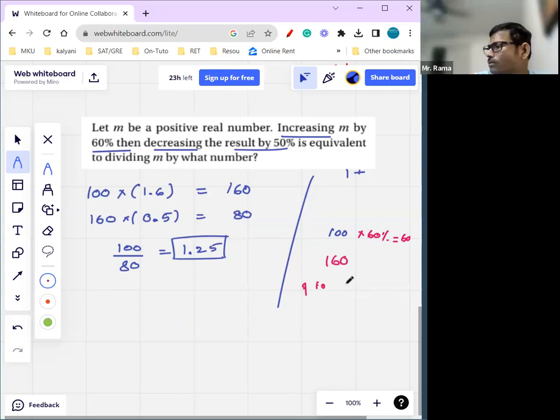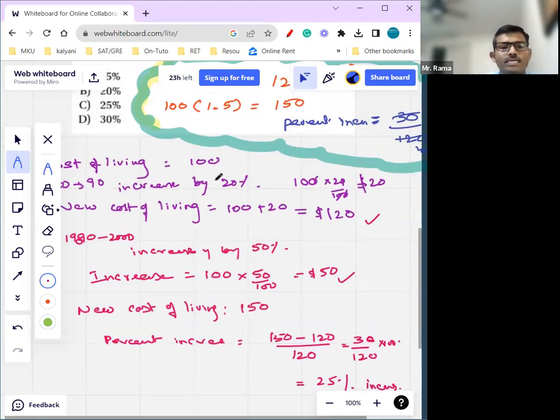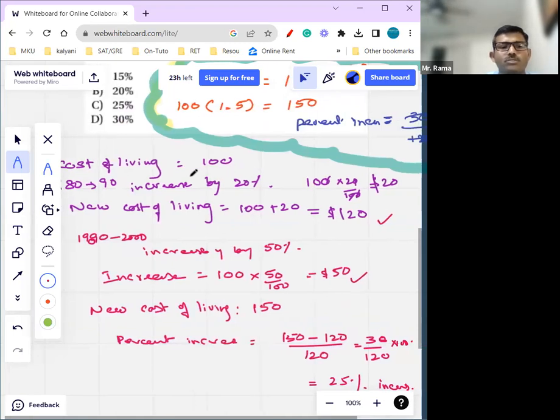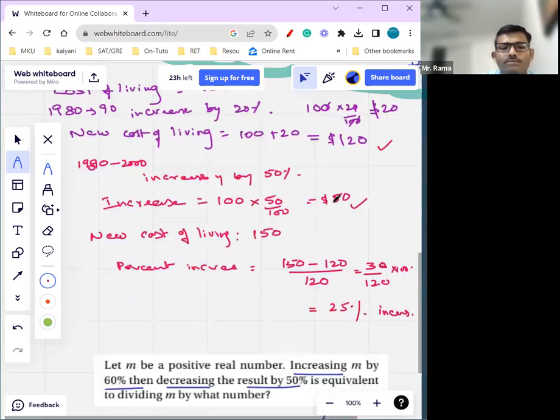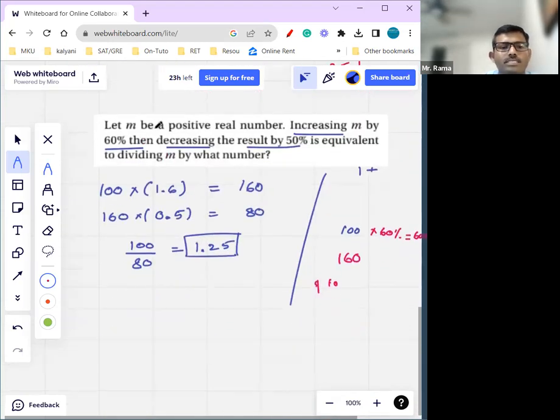So there's one more. Can you explain it again? Okay, so again, as I mentioned, the cost of living is first 20 and then increase 20% means $20 and then add that. So instead of that, let's say M is a positive number. Let's say this is 100, okay? So M is increased by 60%. That means now it's 160. But now it went down by 50%. That 160 with 50% off, that's 80 now.